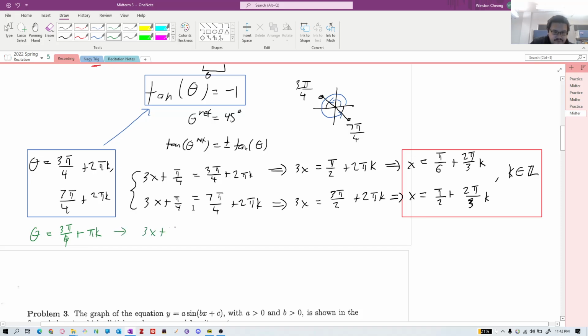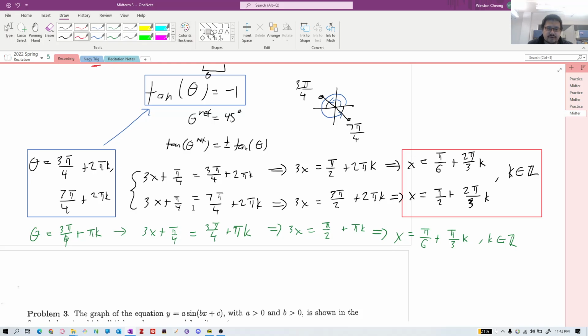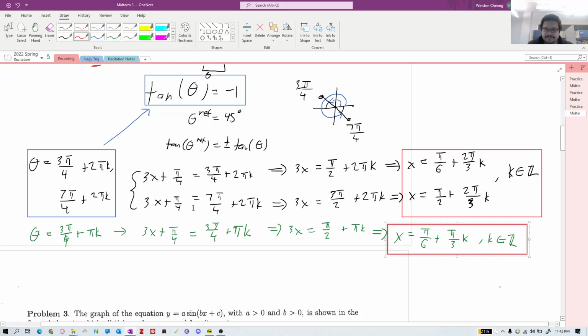out, you get 3x plus pi over 4 is equal to 3 pi over 4 plus pi k. And then solving, you would get 3x is equal to pi over 2 plus pi k, and so you would get x is equal to pi over 6 plus pi over 3 k, where k is an integer. So this is another way to present the answer to this problem.